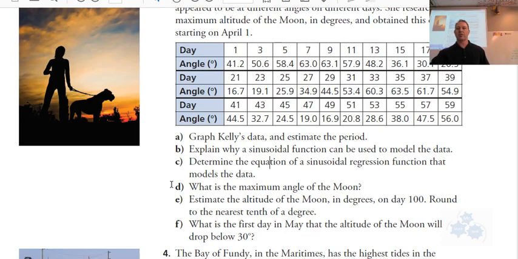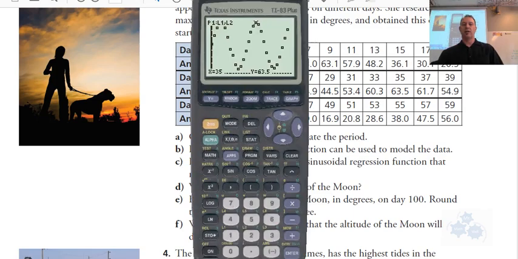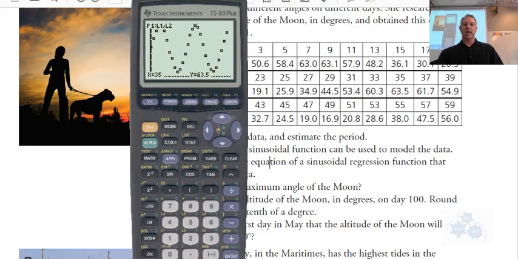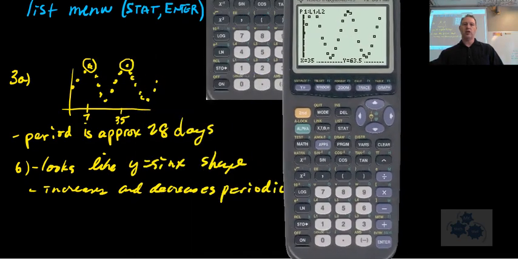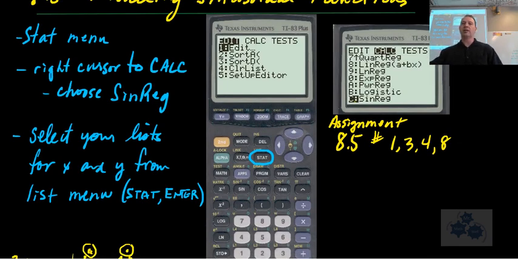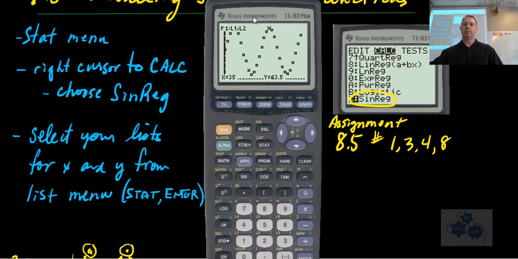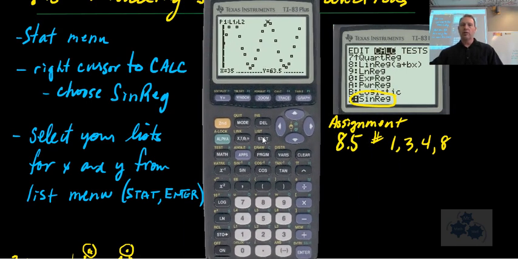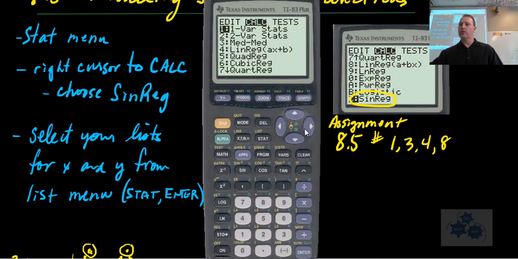So C, determine the equation of the sinusoidal regression function that models the data. So here's the big deal, and again, you've done regression functions before. Actually, let's go back to the notes here. We want to get to the calculate menu, and then find sine reg. So we want to go stat over to calculate, and then all the way down to the bottom of the list. You can go up from the top to get to the bottom there. So sine reg.